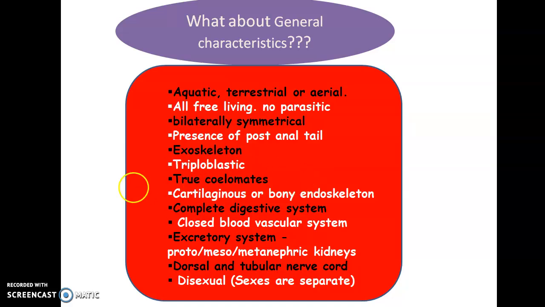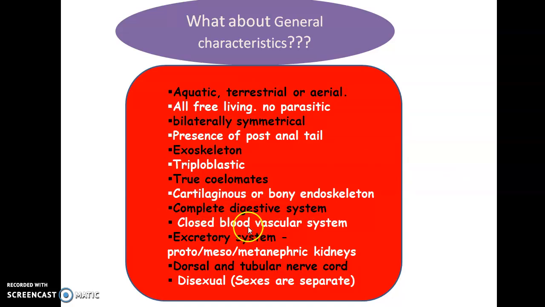Then comes their endoskeleton. What about their endoskeleton? Endoskeleton is nothing but cartilaginous or bony structure which generally provides support and shape to our body. Then they have a complete digestive system. The digestive system starting from the mouth leads to pharynx, esophagus, stomach, intestine, rectum, anus. So in this manner a complete digestive system is formed.